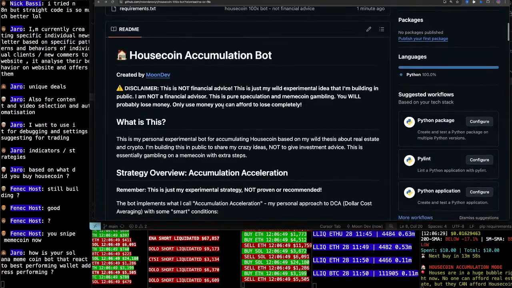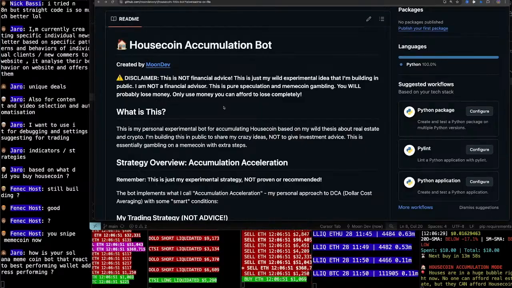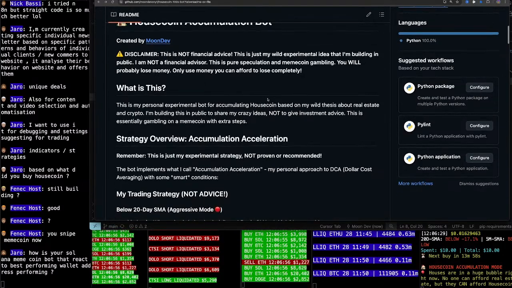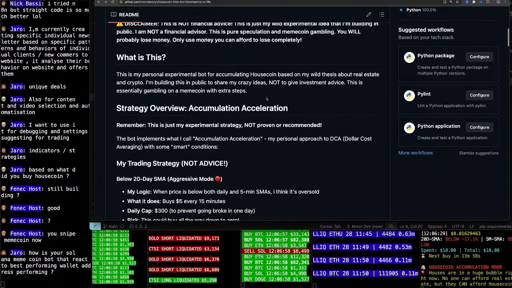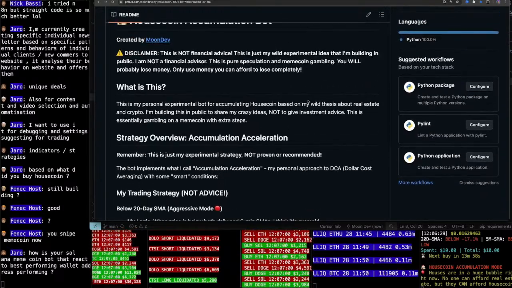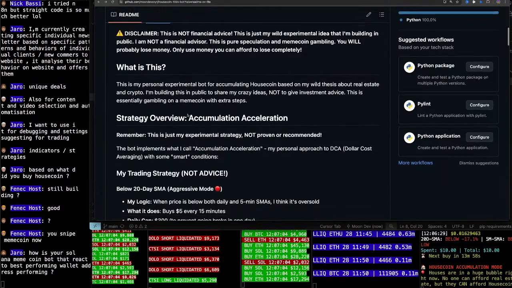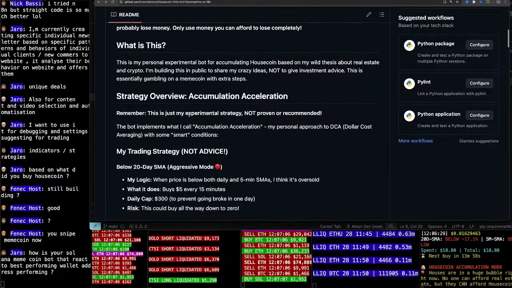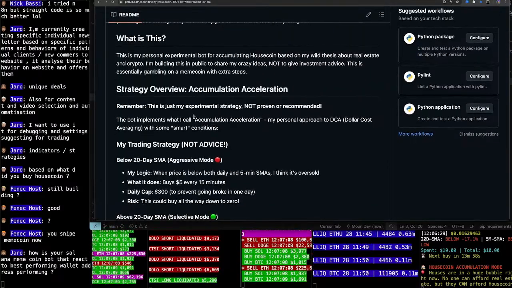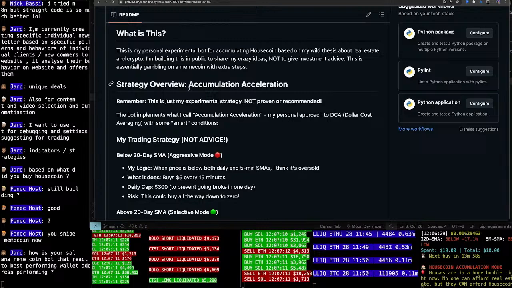I am not a financial advisor. This is pure speculation and meme coin gambling. You will probably lose money. Only use money you could afford to lose completely. What is this? This is my personal experimental bot for accumulating Housecoin based on my wild thesis about real estate and crypto. I'm building this in public to share my crazy ideas, not to give financial advice. This is essentially gambling on a meme coin with extra steps.